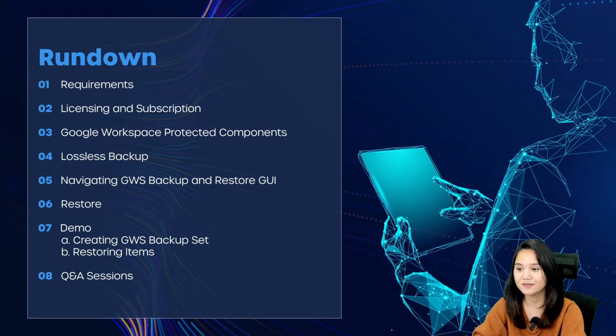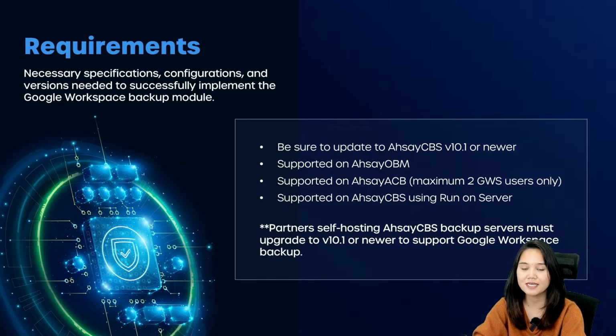So let's get started. To begin, here are the requirements needed for the Google Workspace backup. First, you'll need to be running on Ahsay CBS version 10.1 or later. It is supported on Ahsay OBM, Ahsay ACB with a maximum of 2 Google Workspace users only, and on Ahsay CBS via run on server. If your partner is self-hosting Ahsay CBS backup servers and you're currently running on version 9, then you'll need to upgrade to version 10.1 or later to support Google Workspace.